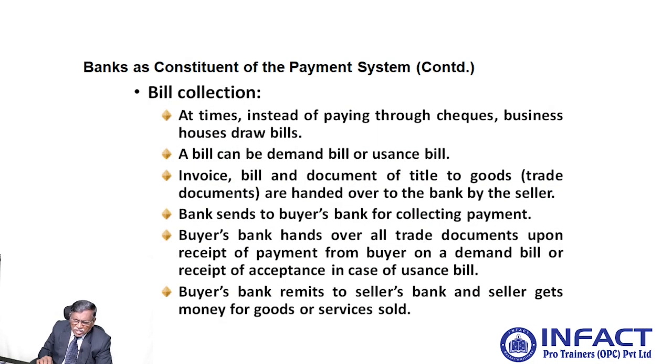See, at times what happens, instead of paying through a check, business houses draw bills. The bill can be a demand bill or a usance bill. If it is a demand bill, it means the payment has to happen immediately. If it is a usance bill, it means the payment can happen at a future date. So this is the major difference between a demand bill and a usance bill.